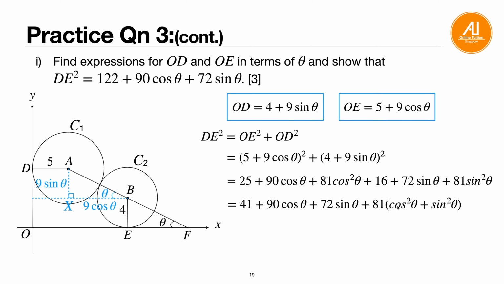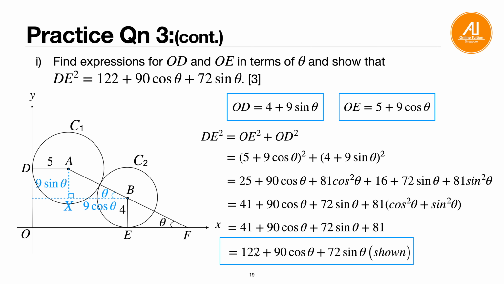1. Okay, so it just equals 81 here. Then 81 and 41, you get 122. Then these two terms you can just copy exactly. 90 cosine theta plus 72 sine theta, shown. Okay, so same as this one. Make it exactly the same form. If they put 122 in front, you just put it at the front, same thing. Okay, so just take note, this is DE square, it's not DE. Okay, total 3 marks for part 1.